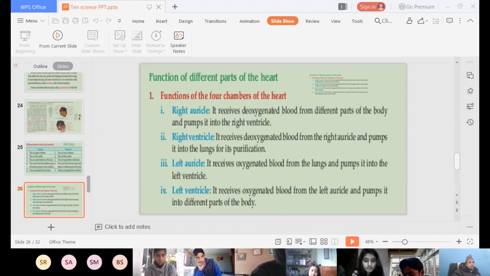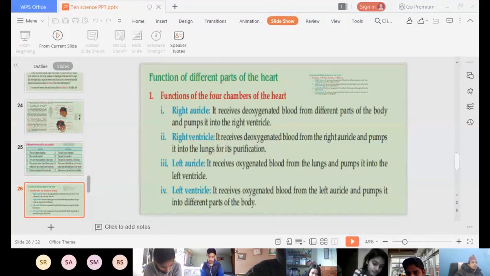So, Akriti, can you tell me the functions of vena cava? It transports deoxygenated blood from different parts of the body into the right auricle of the heart. Good. Vena cava transports impure blood from different parts of the body and takes it to the right auricle. Then, what is the function of pulmonary arteries? Yes, sir. Function of pulmonary arteries.